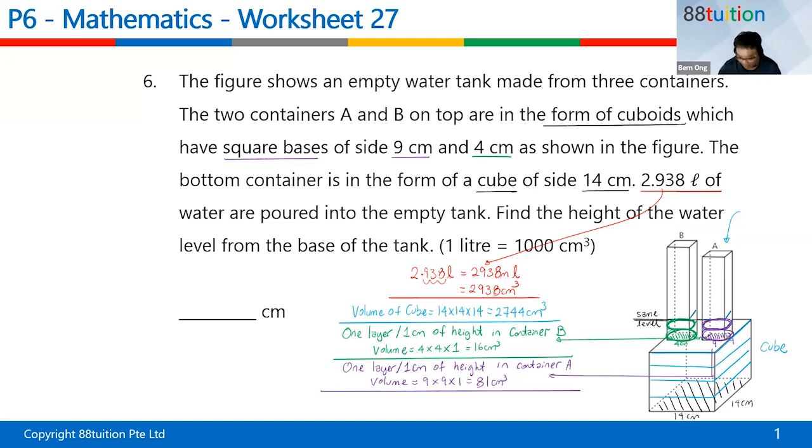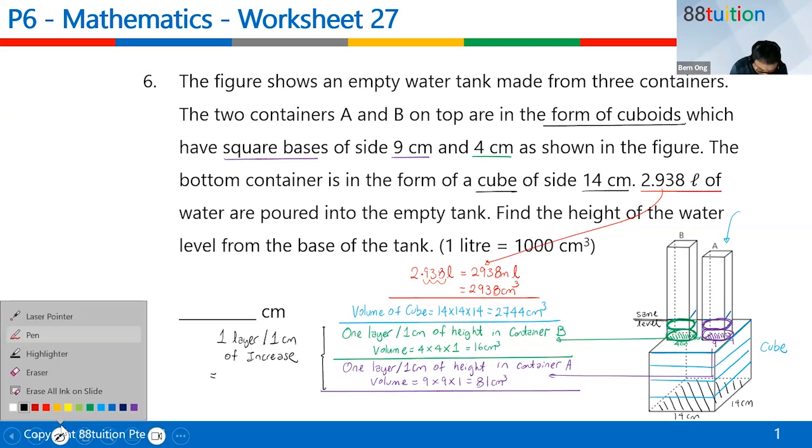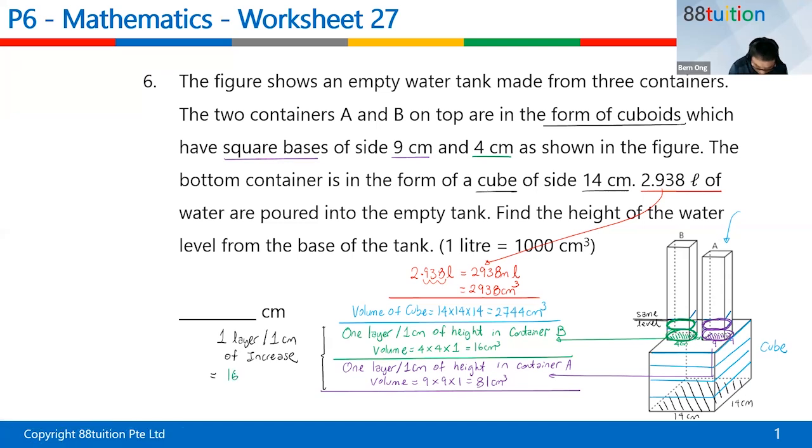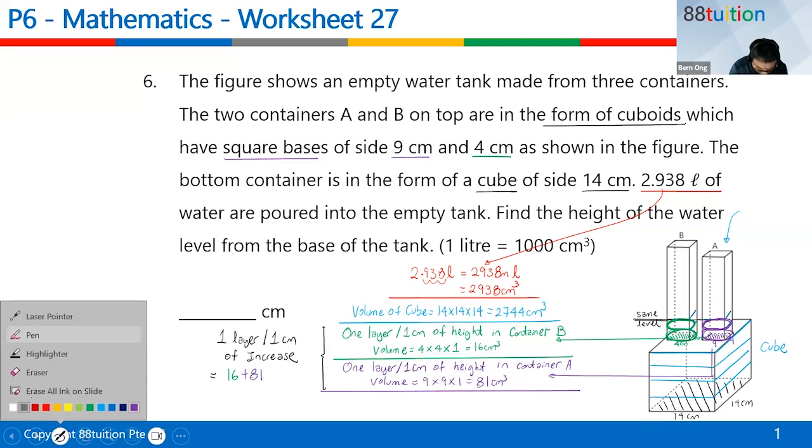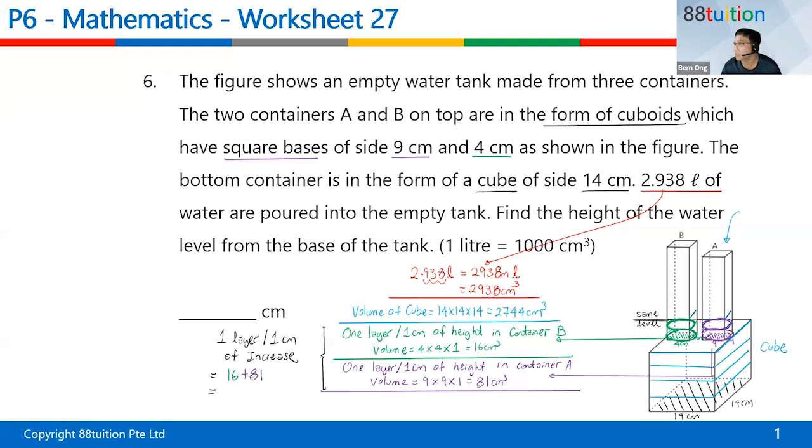You understand? So if we are talking about every one layer of increase, or 1 cm of increase, what must we do? We are actually adding the 16 cm cube plus your 81 cm cube every time. Every 1 cm increase is actually an increase of 97 cm cube. Do you understand?